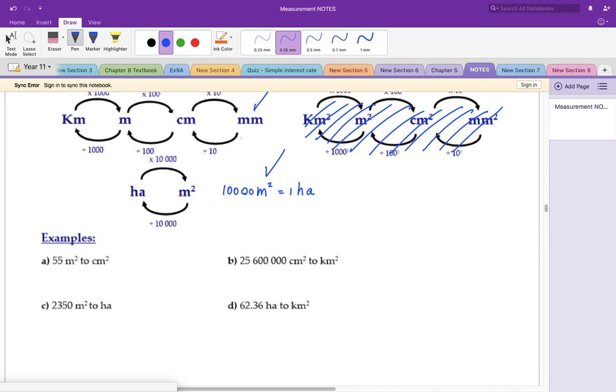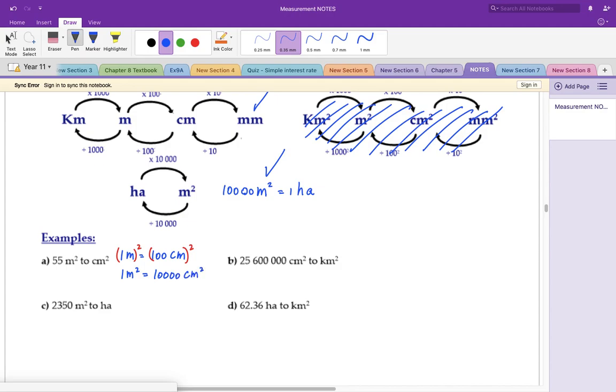So for example, 55 meters squared to centimeters squared. First thing you need to know, 1 meter is equal to 100 centimeters, right? And because the unit now changes to squared, all you need to do is square both sides. On this side, 1 squared is still 1, so 1 meter squared is equal to 100 squared centimeters squared. So 100 squared is 10,000 centimeters squared.